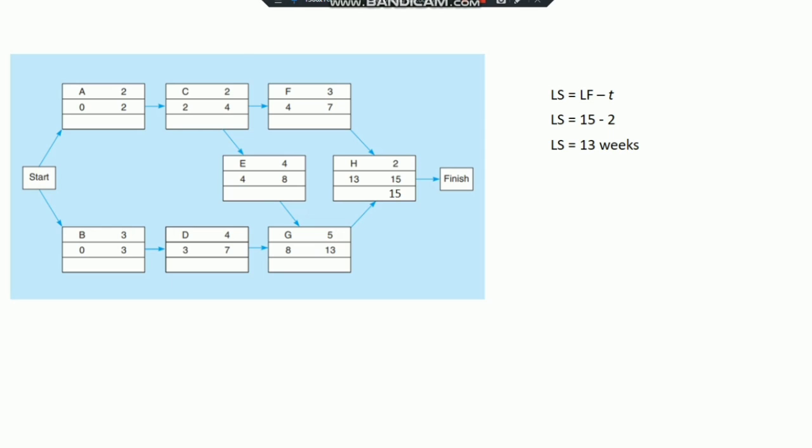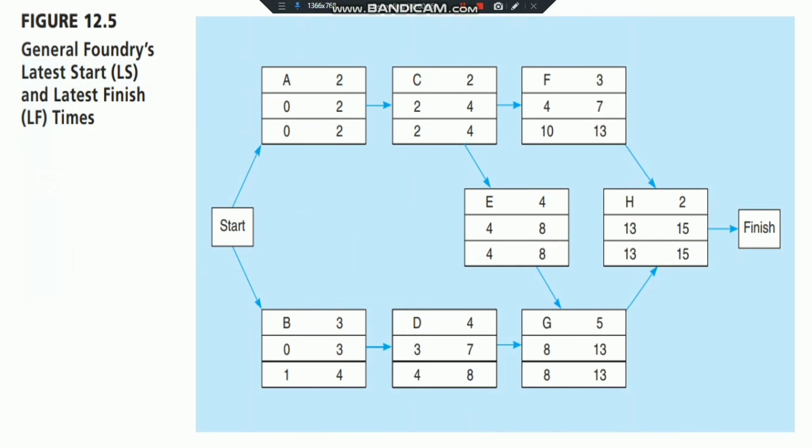So the latest finish for F and G will be 13. For G, the latest start time will be 13 minus 5 to give 8. And the latest start time for F will be 10, since we subtract the activity time, which is 3. So this figure shows General Foundry's latest start time and latest finish time.